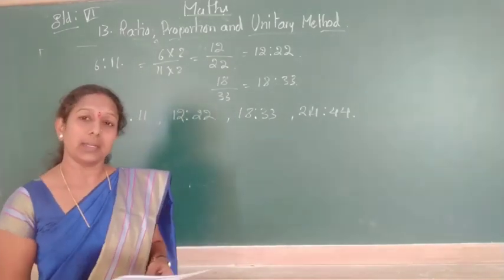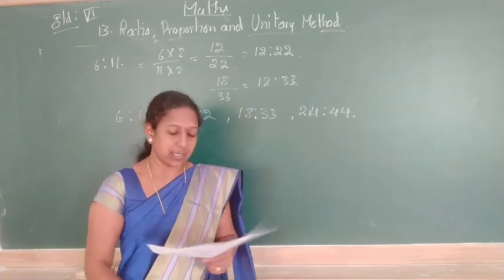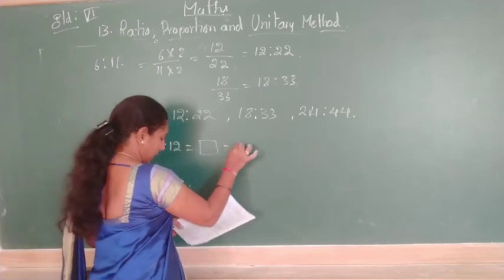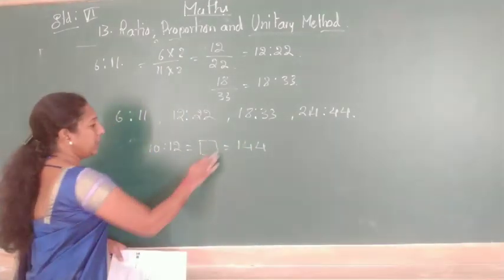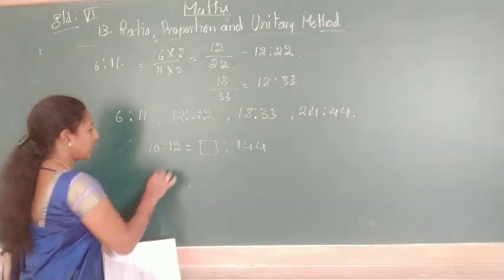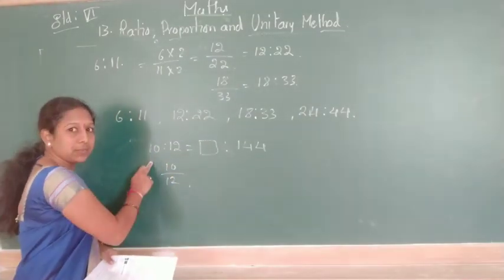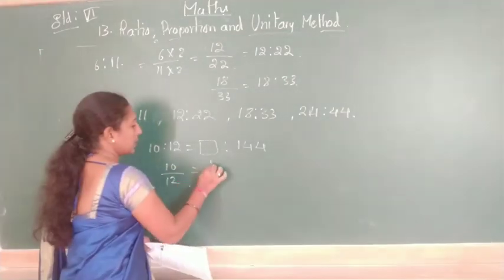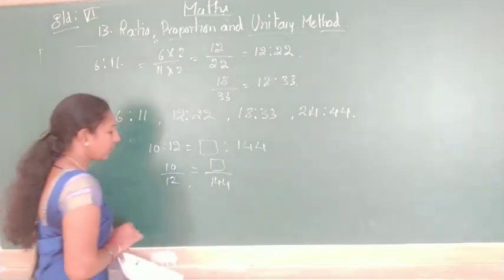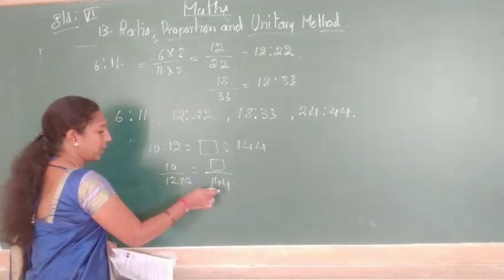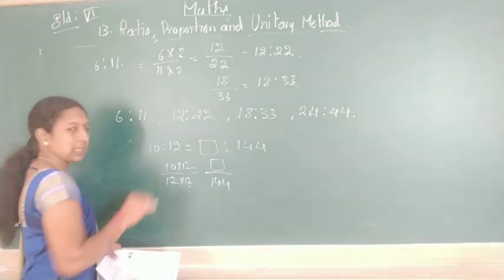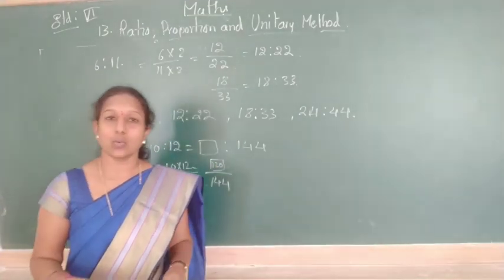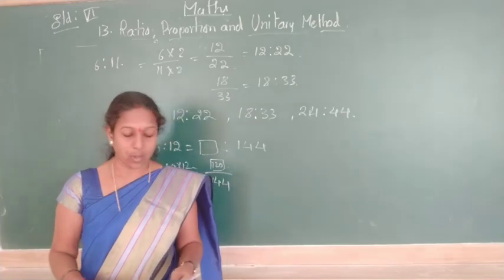Okay. Now if they are equivalent, how can we find the missing number? For example, 10:12 is equal to, what will come here? 144. So we can write it in the form of a fraction, that is 10 by 12. I told you the first will come in the numerator, the second, the consequent, will come in the denominator, that is box divided by 144. So 12 12s are 144. Then I should multiply the numerator also by 12. So 10 12s means 120 is the answer. Okay, so this is how we have to solve all the problems.